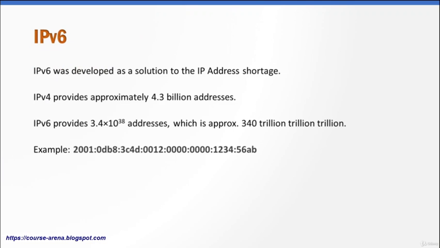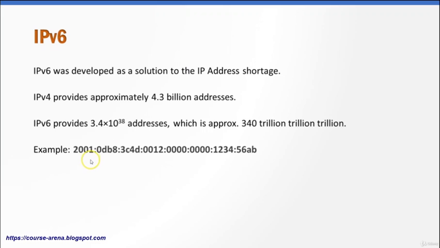And the last thing we're going to talk about in this lesson is IPv6. As you've probably heard by now, we're already out of IPv4 addresses, so IPv6 had to be developed as a solution to the IPv4 shortage. IPv4 actually only gives us around 4 billion addresses, while IPv6 provides approximately 340 trillion addresses. So we should be okay for some time.